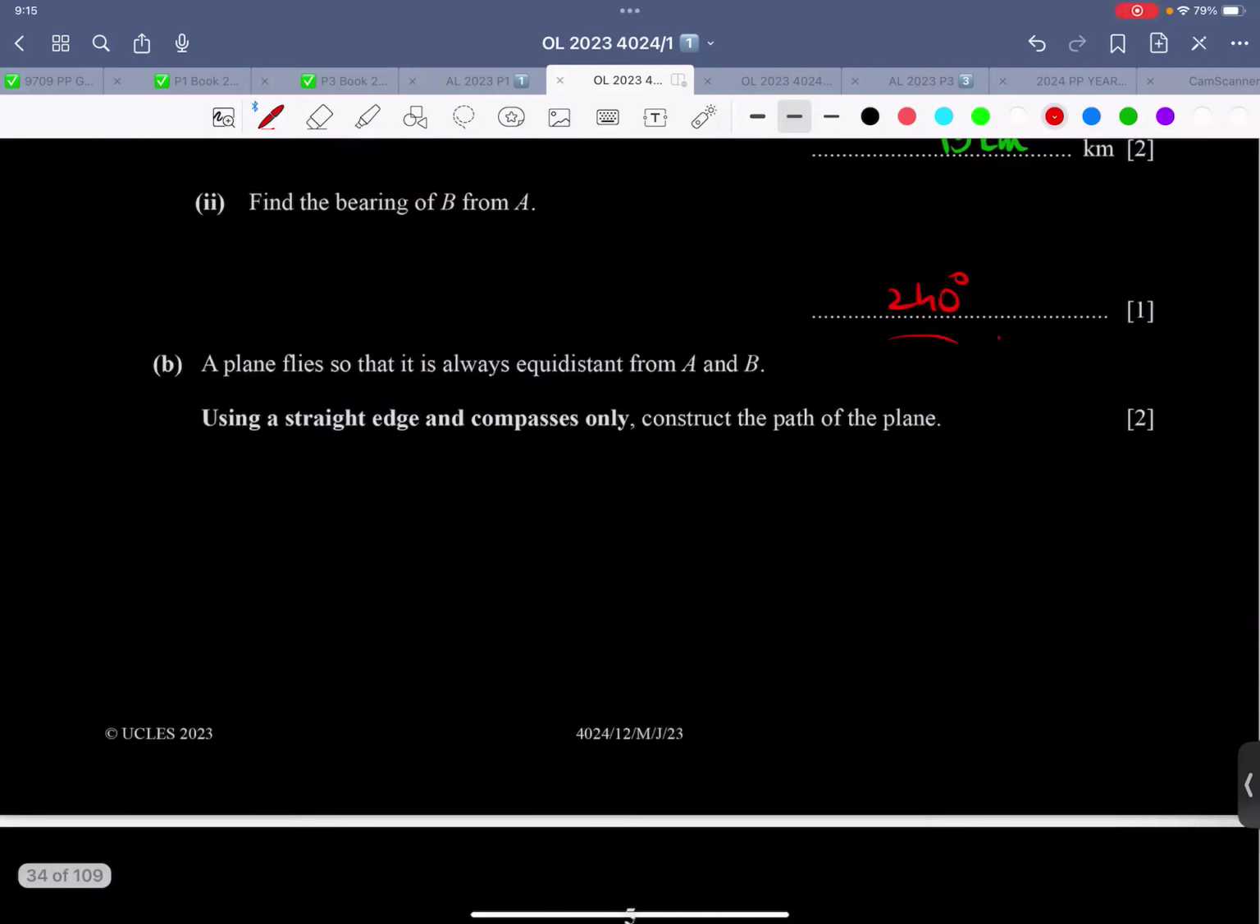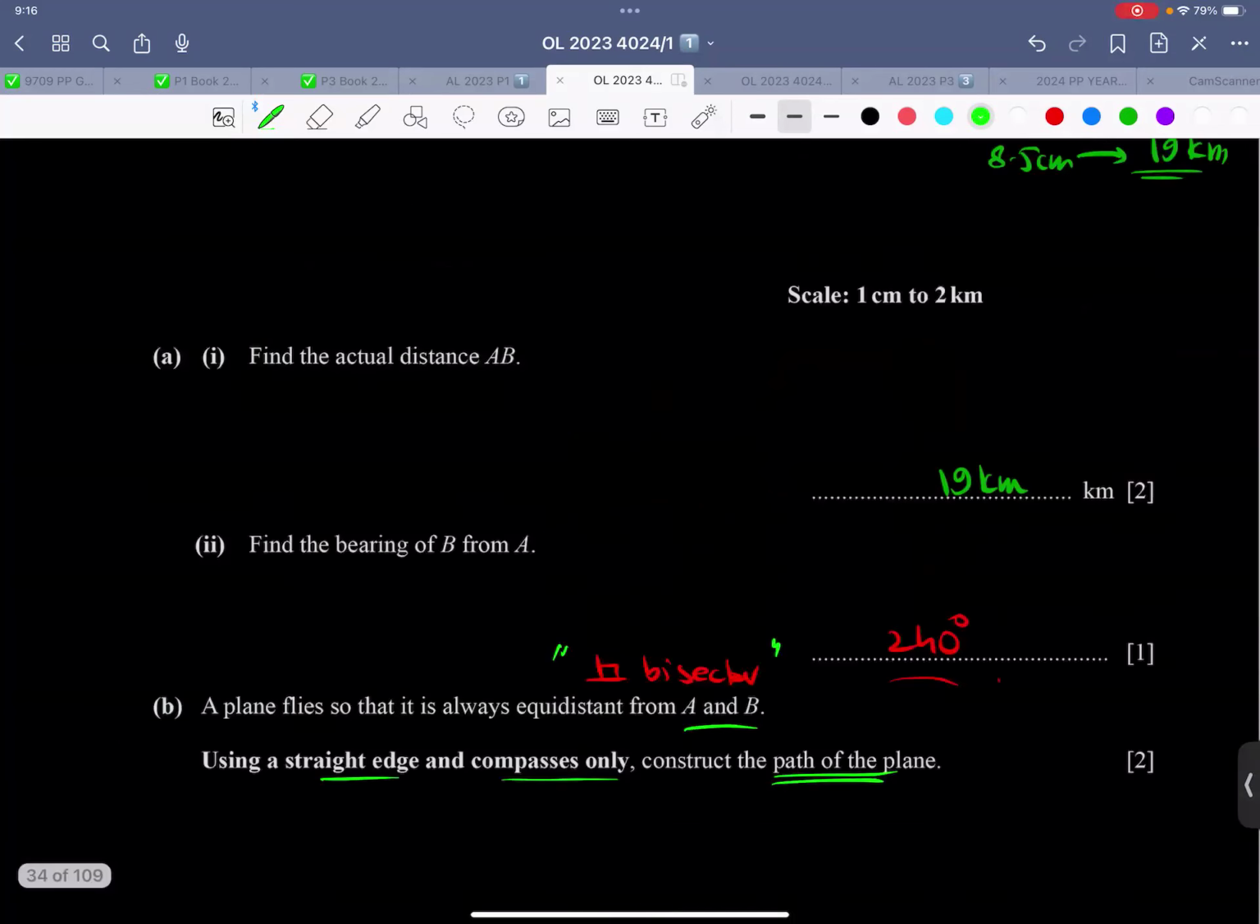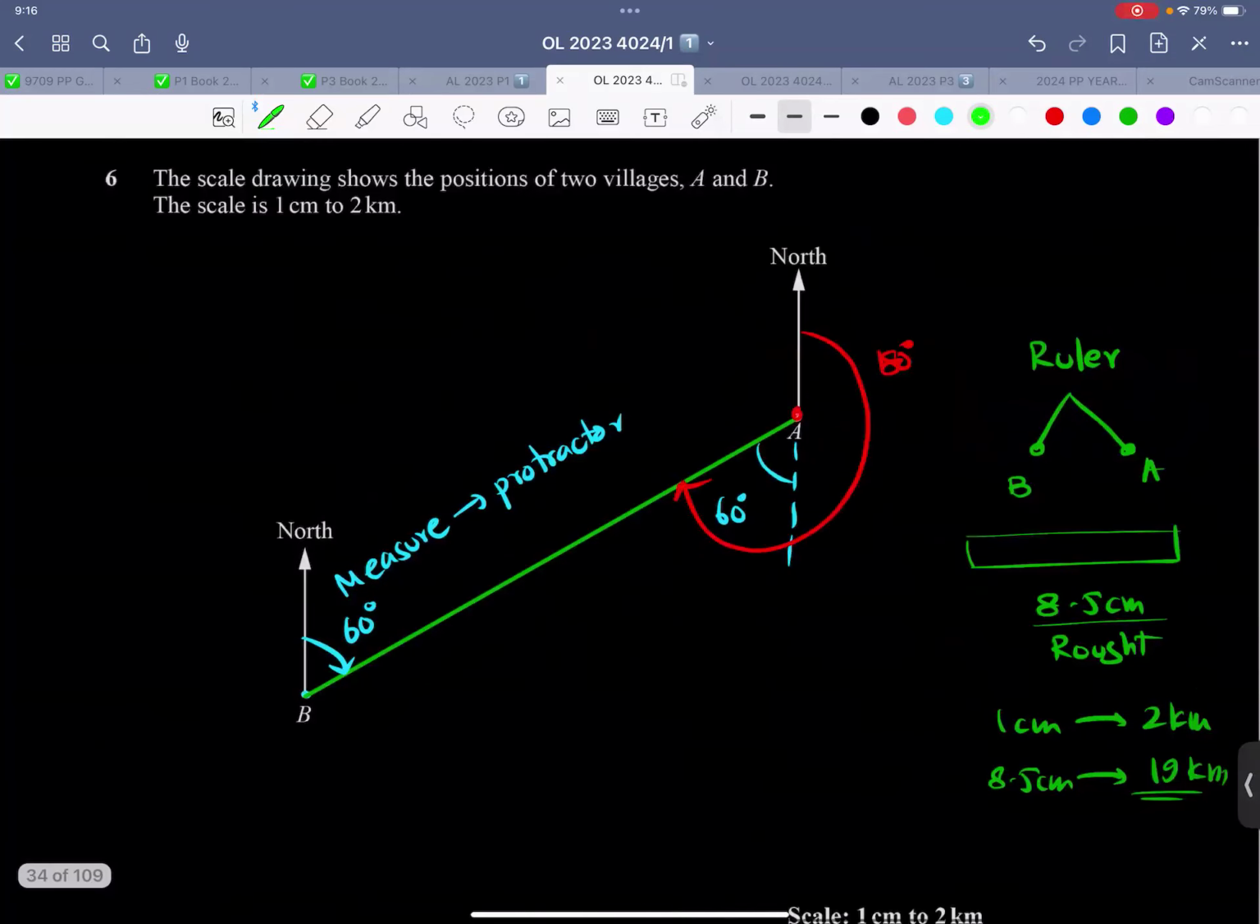Now, a plane flies so that it's always equidistant from A and B. That means we are looking for a perpendicular bisector, always equidistant from 2 points. Use a straight edge and compasses only, no ruler. Construct the path of the plane. So it should be flying in such a way that it's always perpendicular to these two.